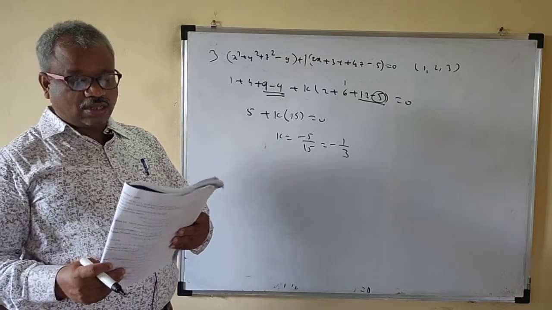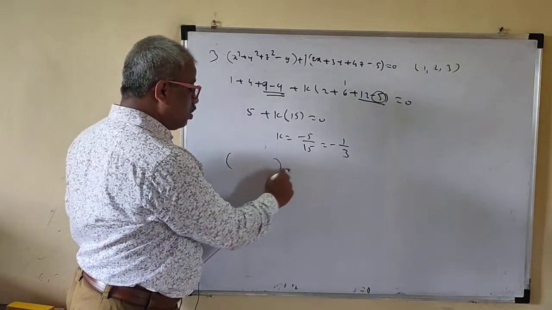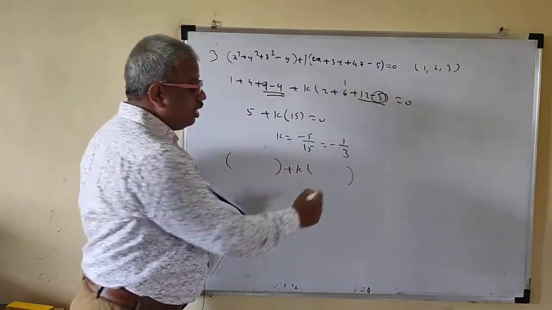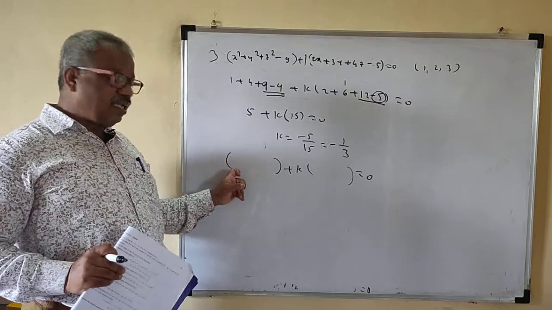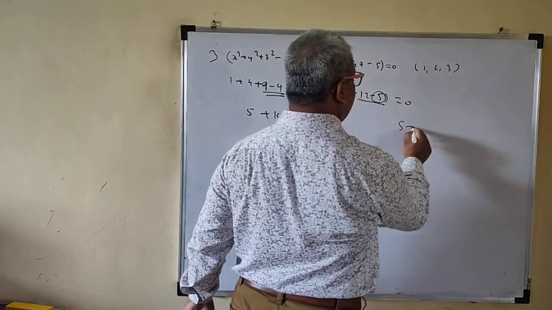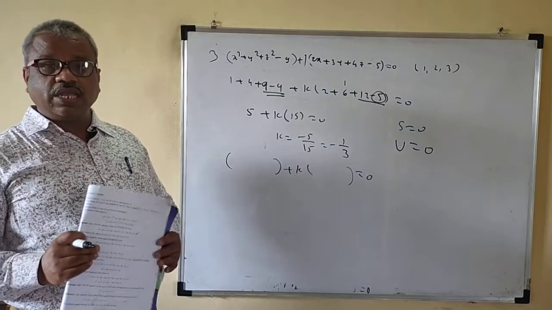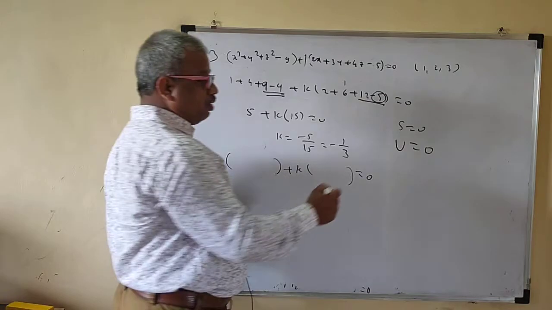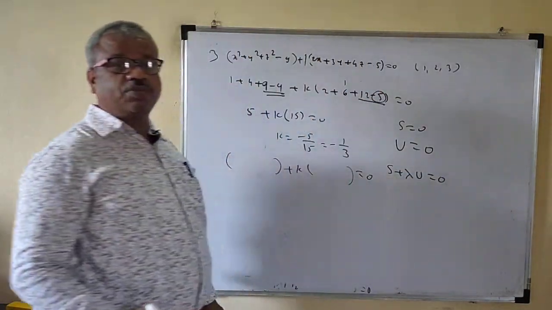Okay. So here, the equation of the circle is the sphere plus k times the plane is equal to 0. This is nothing but the equation of a sphere containing the circle. This is equal to 0 and this is equal to 0. That means S is equal to 0 and U is equal to 0. S is equal to 0 is the equation of the sphere and U is equal to 0 is the equation of the plane. So S plus lambda times U is the equation of the sphere.